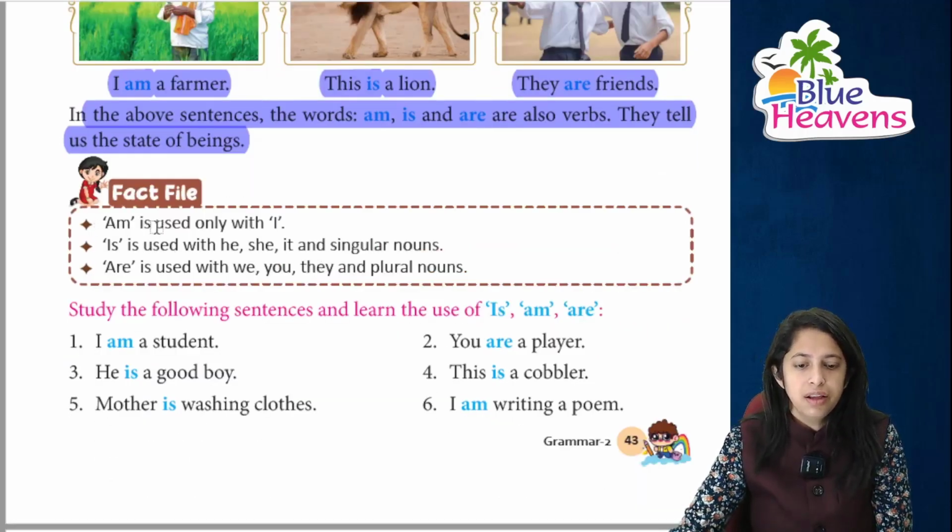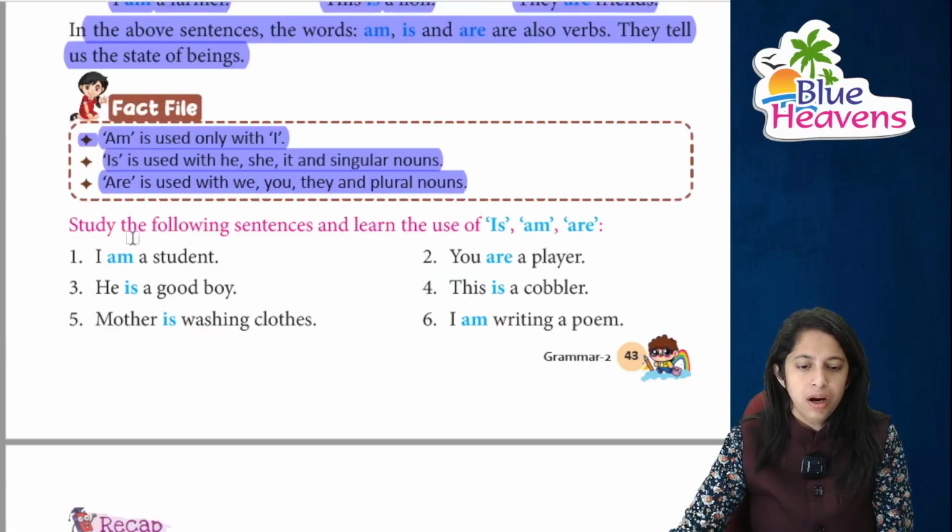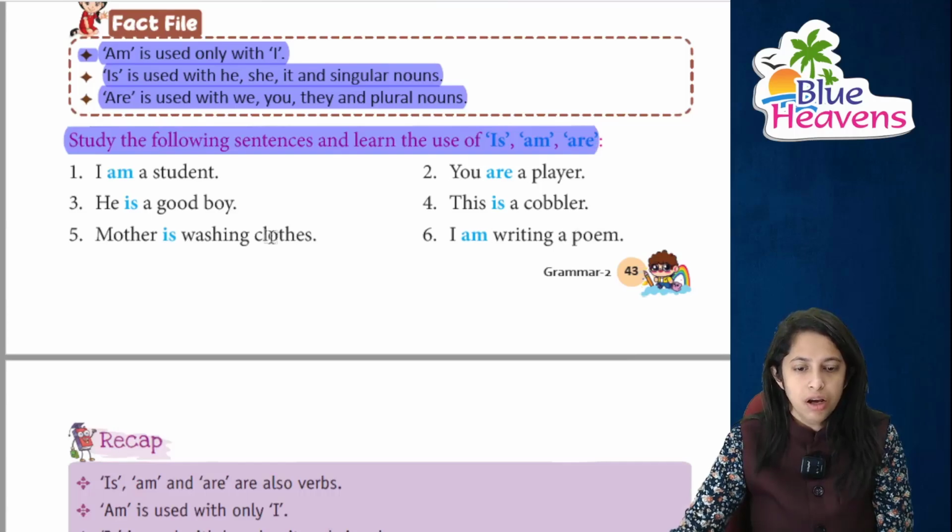There is a fact file that am is used only with I. Am सिर्फ I के साथ यूज होता है. Is is used with he, she, it and singular noun के साथ यूज होता है. Are is used with we, you, they. ये सब क्या है? Plural noun के साथ, right? You have to study the following sentences and learn कि हम is, are, am को कहाँ यूज करेंगे.